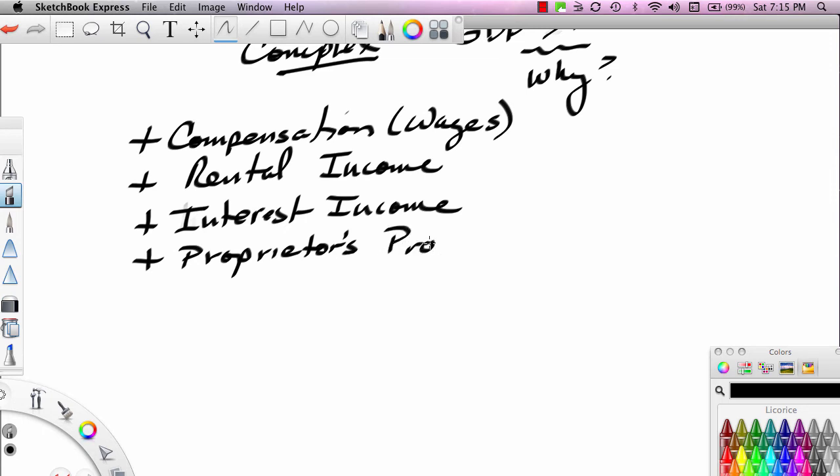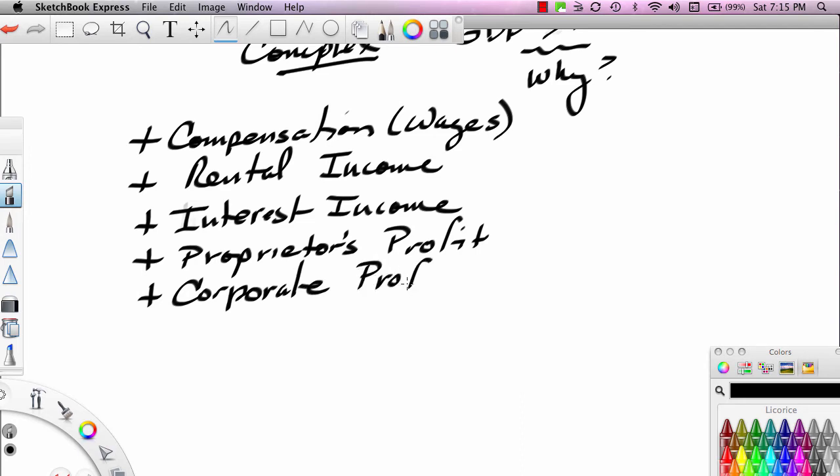A proprietorship in the business world is an unincorporated business. So if you study the legalities of business ownership, you'll see there are actually proprietorships, partnerships, and corporations. But in this data, we just put proprietorships and partnerships where there's more than one proprietor, we put those under one category, proprietors' profit. So the key idea here is unincorporated, and then add to that corporate profits.